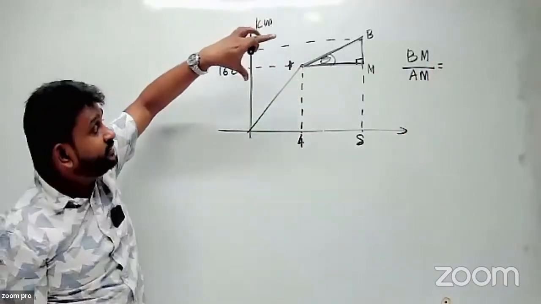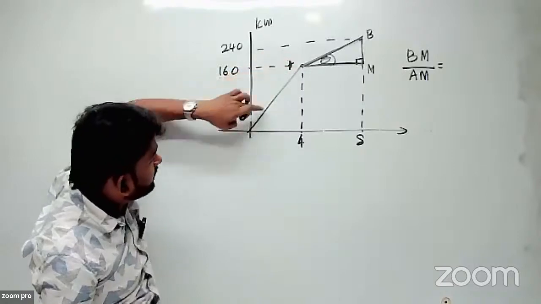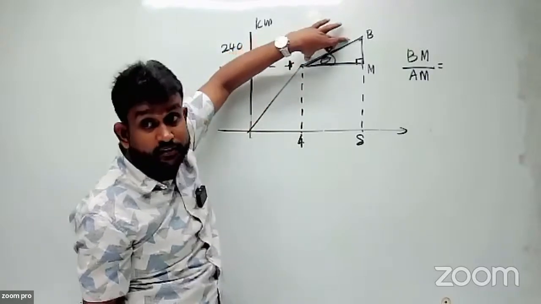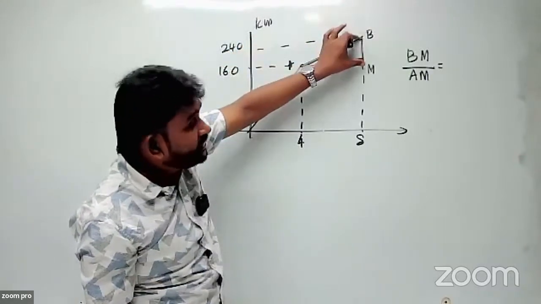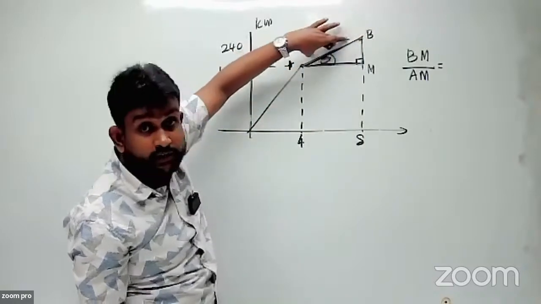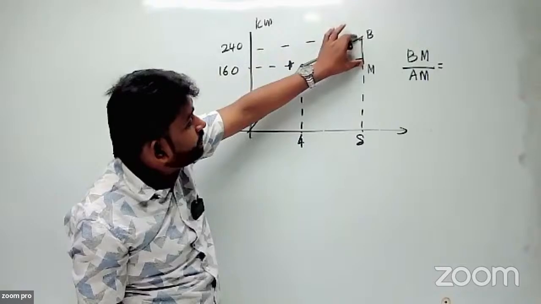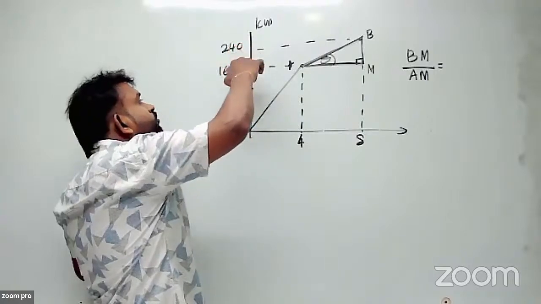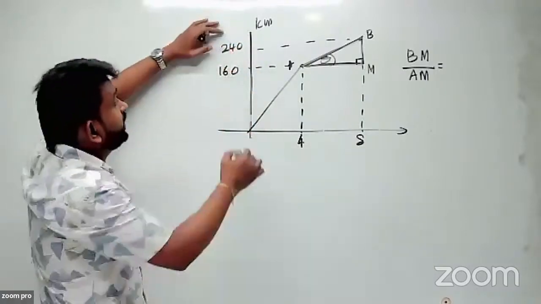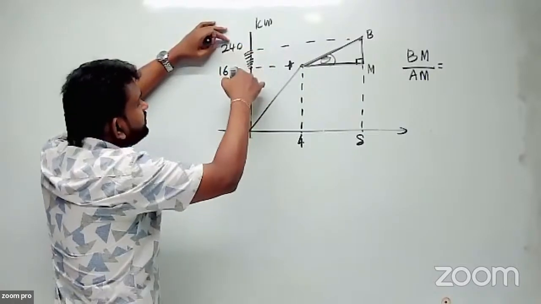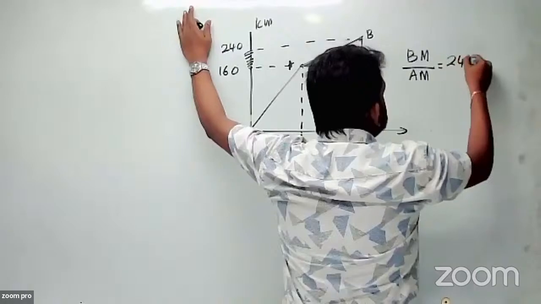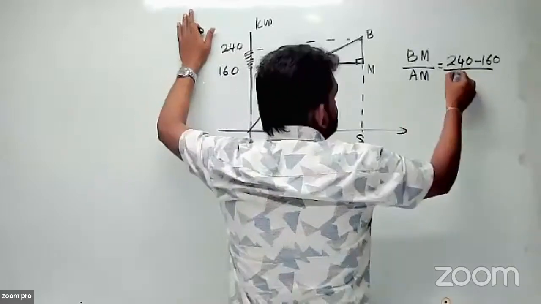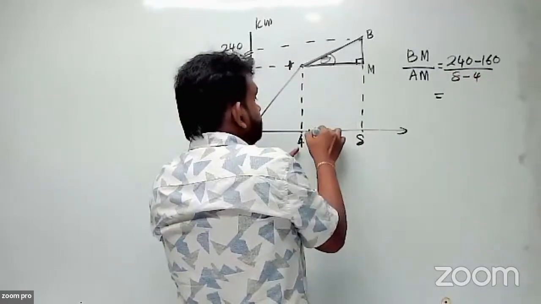If they ask for this part's speed, make the right angle triangle here, vertical height divided by the horizontal length. To find the speed from the distance time graph, take the vertical height of this right angle triangle, which belongs to the AB part, BM divided by AM. The height is from 160 to 240, so 240 subtract 160 is the height, divided by the length, 8 subtract 4.